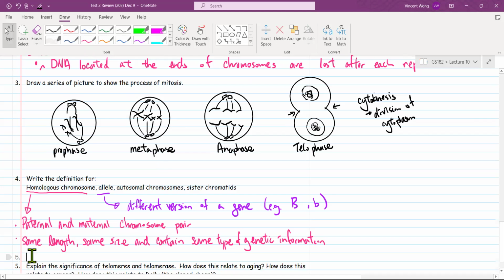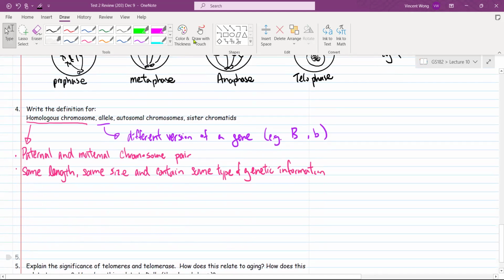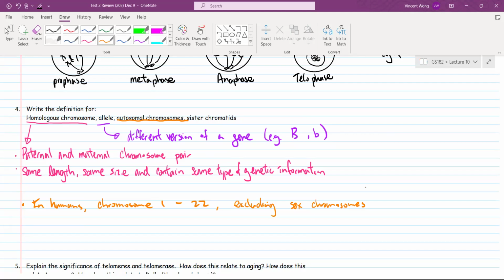Running out of space here. Let me just press enter a couple more times. Autosomal chromosomes. Autosomal chromosomes in humans are chromosome 1 to 22, excluding the sex chromosomes. All right, so they carry genes regarding everything about you except for the sex.